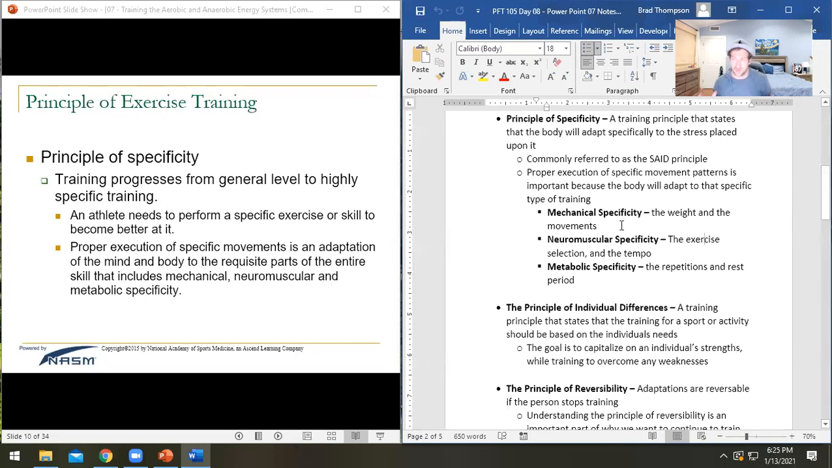You want to develop maximum strength in your legs? Well, then you should pick leg exercises. That should come as no surprise. And you should lift very, very heavy. You want to develop maximal strength in your chest? Heavy chest exercises. So that's our mechanical specificity, which is part of being specific.